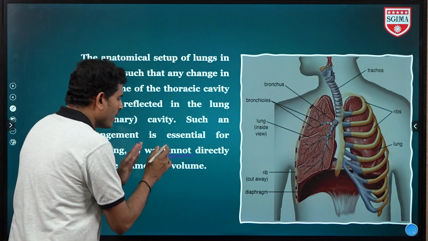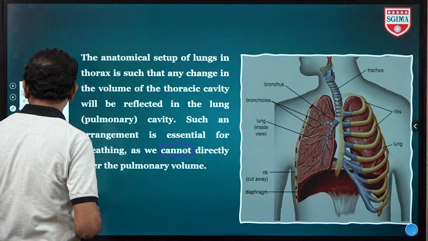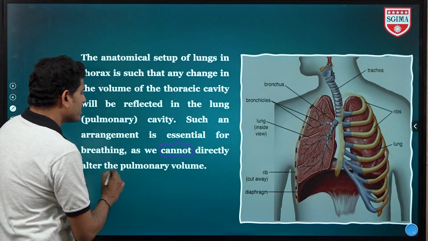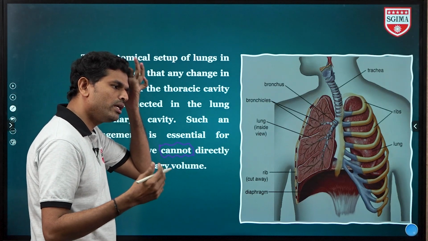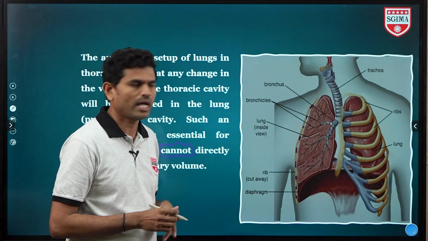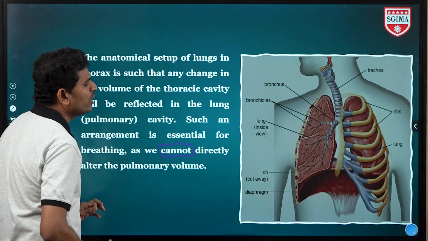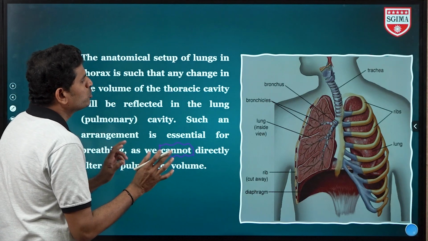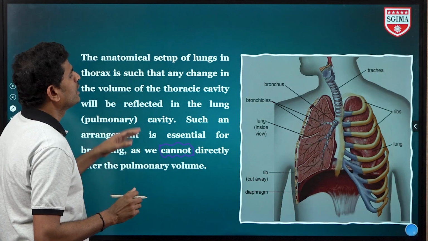So we have to remember, we cannot directly alter the pulmonary volumes. We cannot directly operate our lungs from outside. That's why we cannot directly alter them, so an arrangement is there. So here we have to remember two points compulsorily.